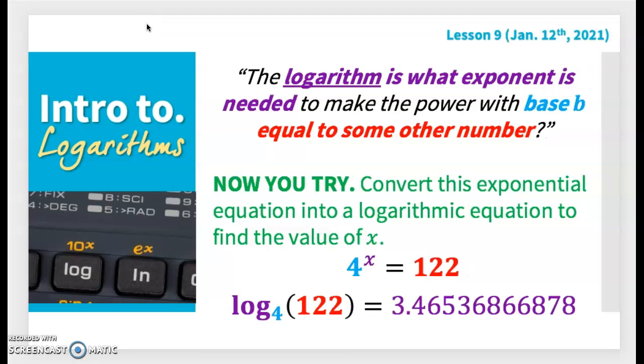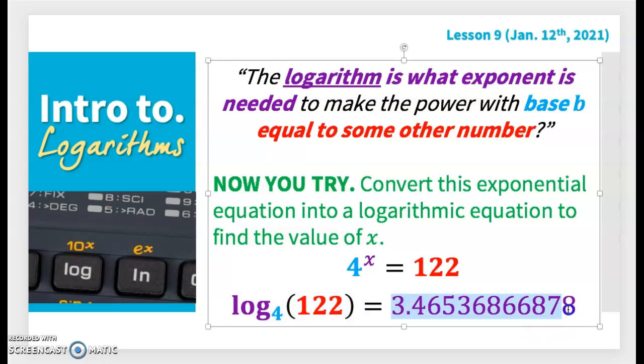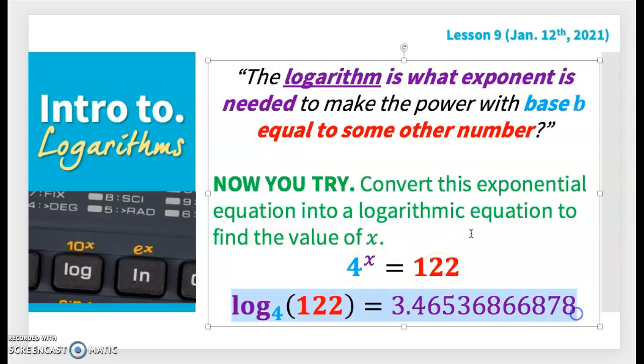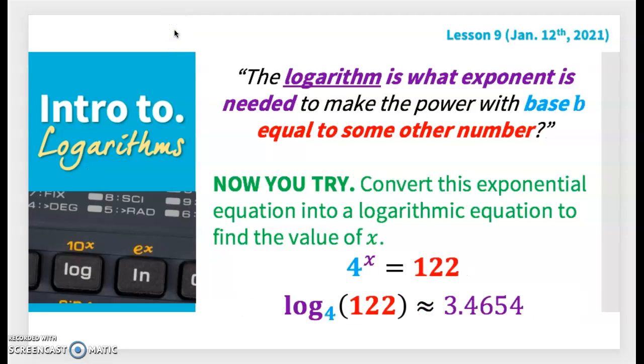If you type it into your calculator real quick, you could find that it gives you this big old number. Basically, this is saying that if we want 4 to turn into 122, we have to raise it to this power. Often you can just round it to 4 or 5 decimal places, which I did there. The logarithm of base 4 of 122 is roughly 3.4654. That means we can raise 4 to the 3.4654 power and get approximately 122.